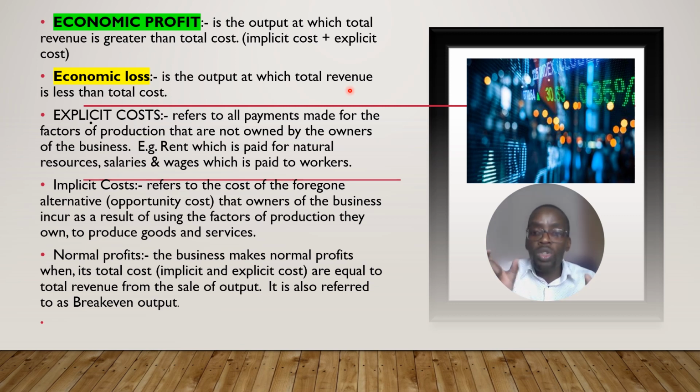So it means those are explicit costs. And then implicit costs are those costs that are incurred by owners of the business when they use their own factors of production, or factors of production that they own, to produce goods and services. So this implicit cost results from the opportunity cost of the foregone alternative. I think it becomes very clear there.